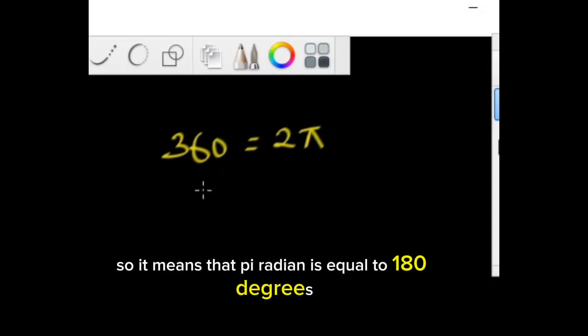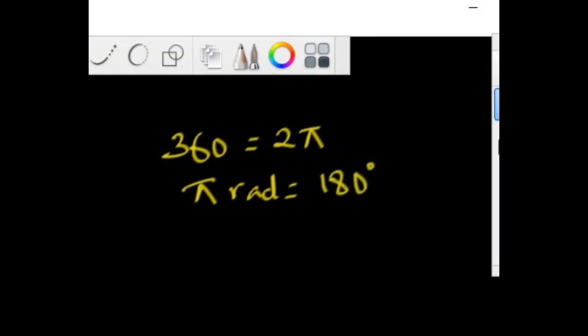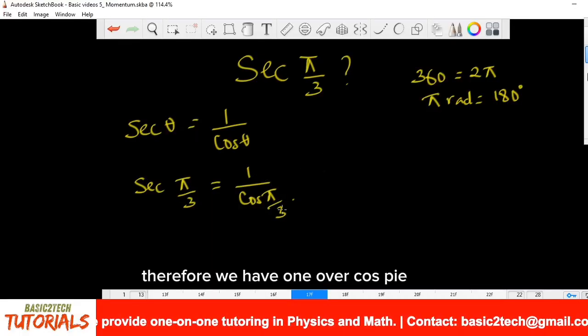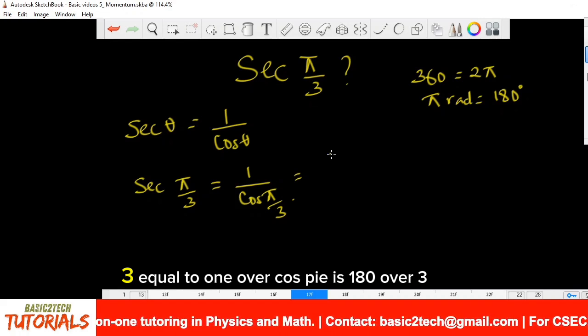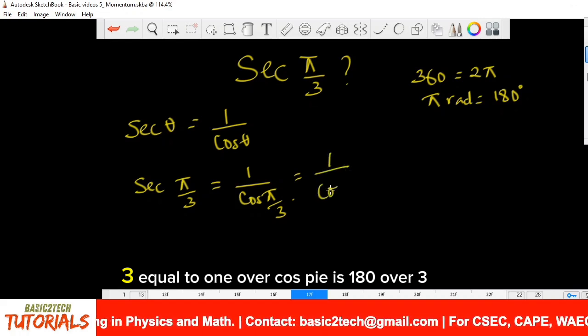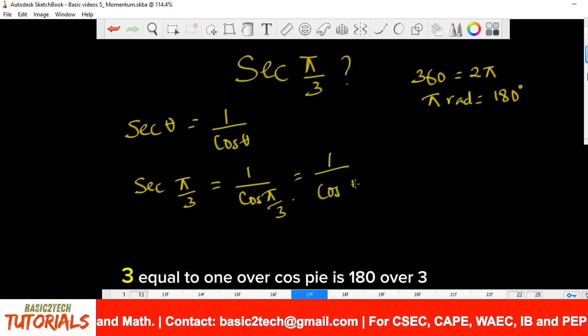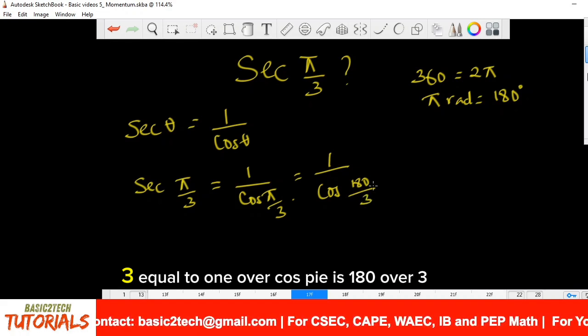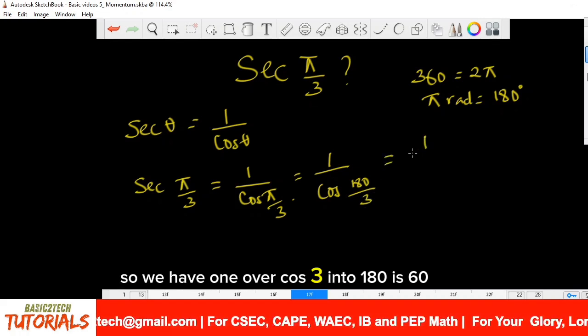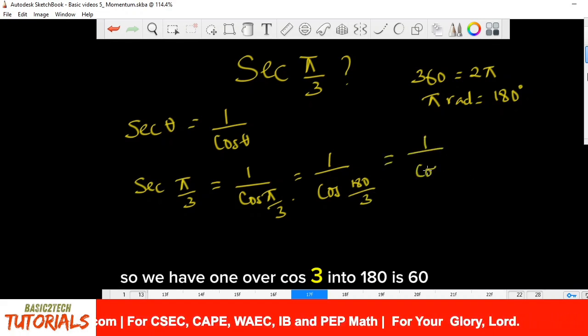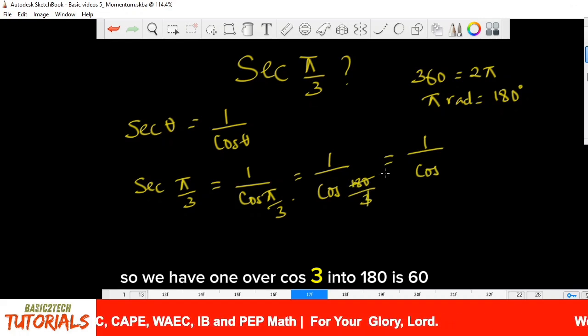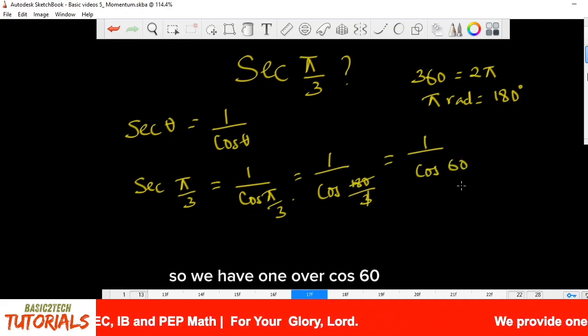So it means that pi radian is equal to 180 degrees. Therefore, we have 1 over cos pi over 3 equal to 1 over cos, where pi is 180, over 3. So we have 1 over cos, and 3 into 180 is 60. So we have 1 over cos 60.